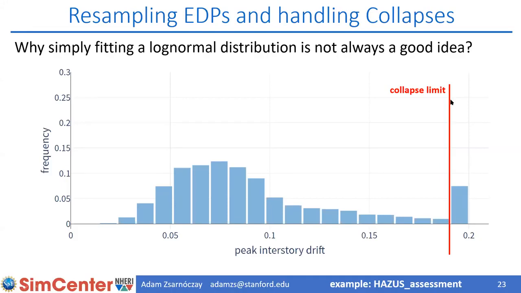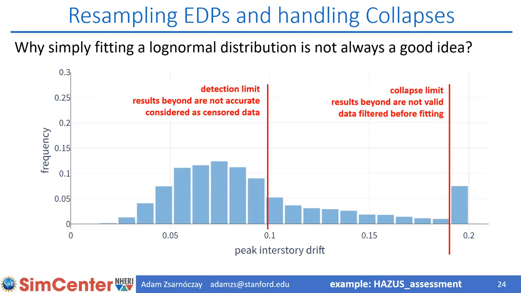So the collapse limit is to consider this type of data collection. Then the other feature, the detection limit, considers that there might be a value of drift, in this case I said it's 10%, beyond which we do not trust the nonlinear model that much. And depending on where the collapse limit is, this might be important. If the collapse limit is rather far, so say you specify a 50% drift as the collapse limit, but you have results between 10% and 50%, I think it's hard to argue that your drifts at like 30% will be just as accurate as those around 5%.